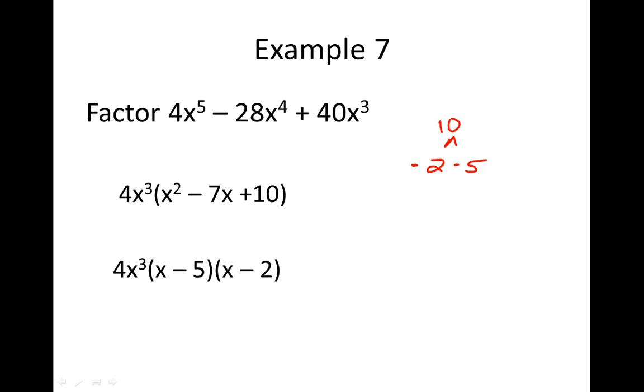So make sure you bring down your 4x cubed, and then x minus 5, x minus 2. Or x minus 2, x minus 5. It doesn't matter what order we multiply these in. We usually put the monomial term in the beginning. You don't have to. I think it looks best there.